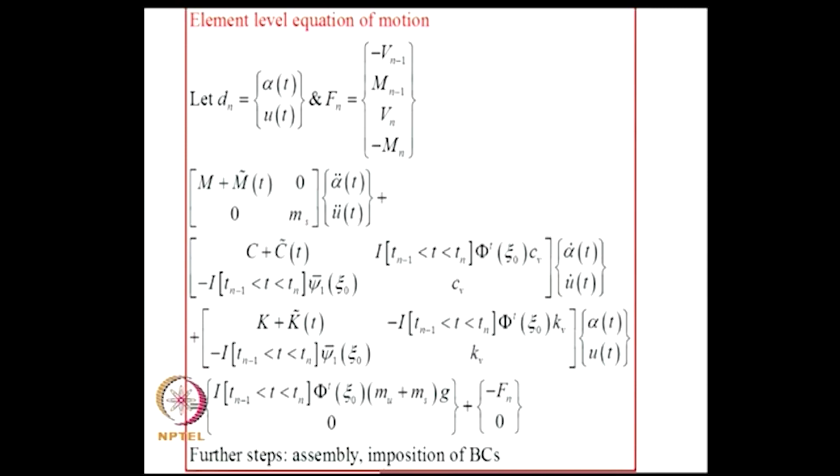Now, I can combine the beam degree of freedom with the vehicle degree of freedom and define a combined displacement vector, call it dn, that is alpha of t and u of t. Fn I write as the nodal forces, consisting of these quantities. With these notations the equation now becomes m of t into dn double dot plus c of t into dn dot plus k of t into dn is equal to some forcing function plus the nodal forces. So, this you know is of the form that we have been talking about.